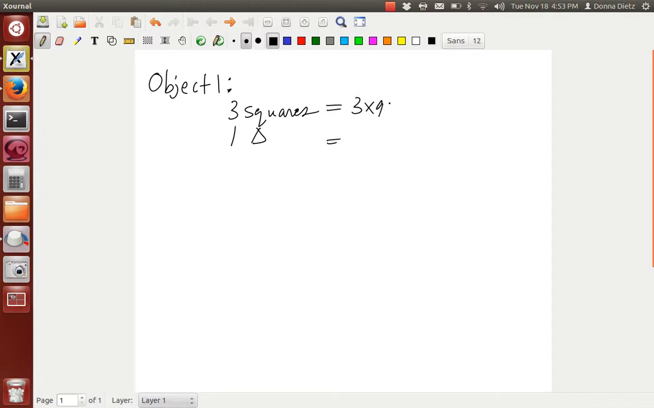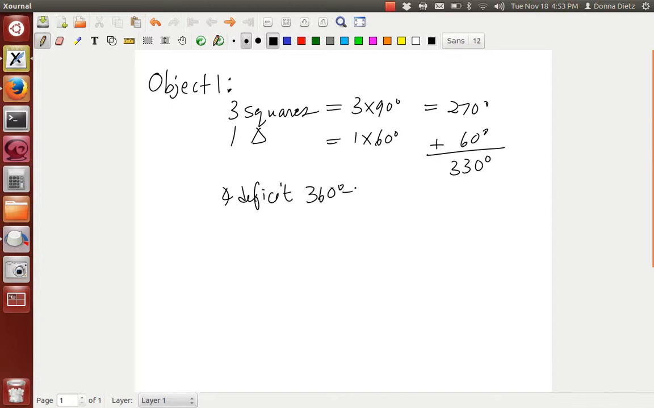Squares have 90 degrees at each corner. Triangle has 60 degrees, and then we add these guys together. There we go. So angle deficit is always 360 minus this sum you just got, right? And so that's going to just be 30 degrees.